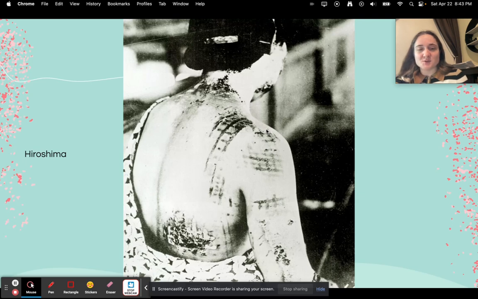This woman, this is really interesting. She was wearing a checkered patterned kimono, and the light of the atomic bomb was so bright, it actually burned the pattern into her skin.